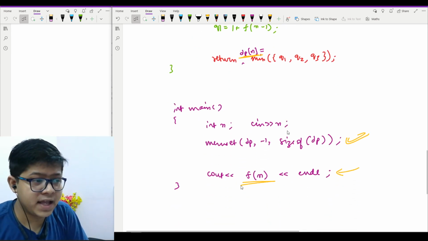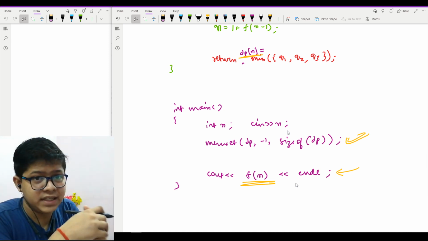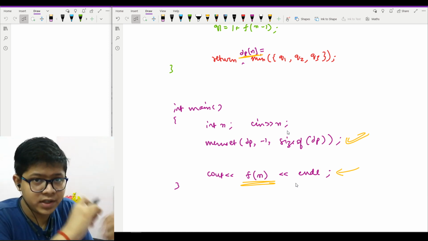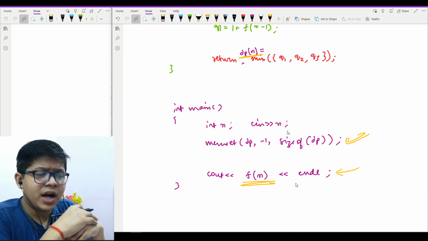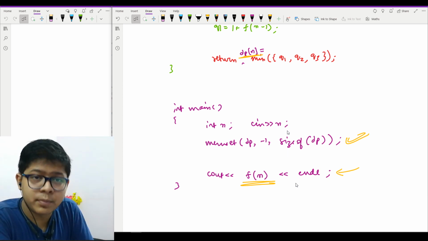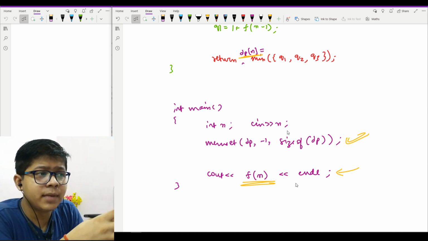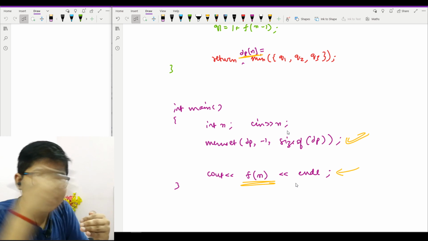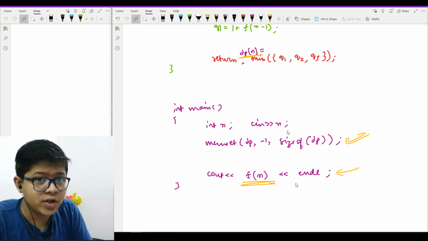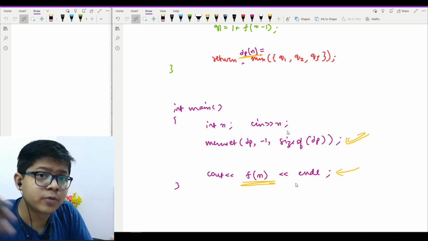Then I will have my f of n as my answer, because f of n will give me the output of the minimum number of steps required to reduce to 1. So I hope that you guys have liked this video. In the next video, we will see its bottom up approach, because in this video we only studied the recursion and then memoized it. In the next video, we will see how we can write its bottom up code as well.